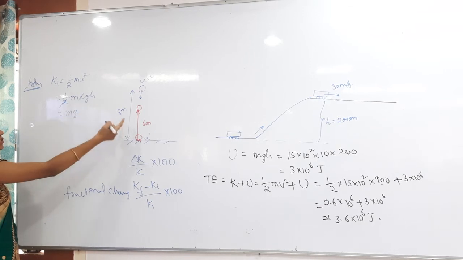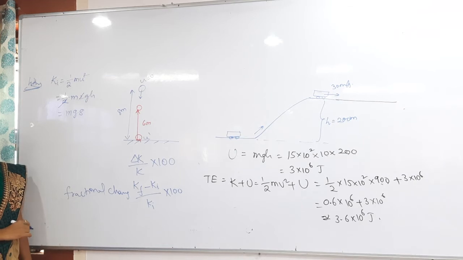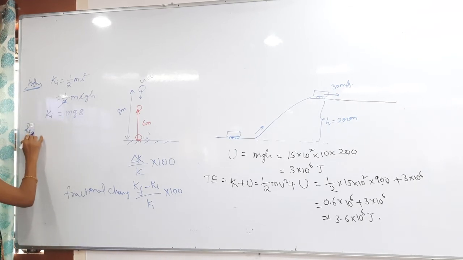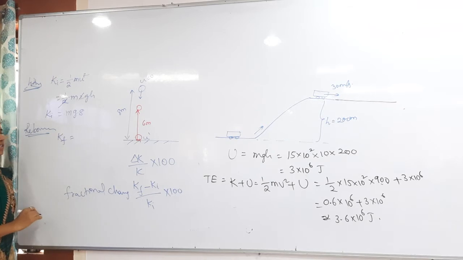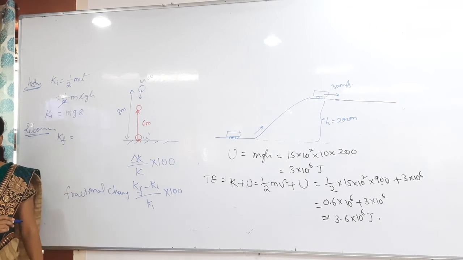mg I will write. H is how much? First of all, 8 is the height. 8 mg is the kinetic energy initial. Next, while rebouncing, again kinetic energy final. It is rebouncing back with what height? Nothing but 6 meters height.